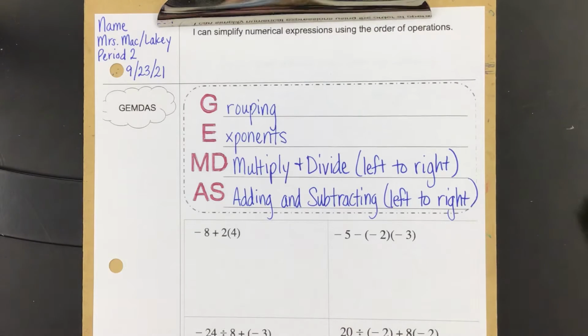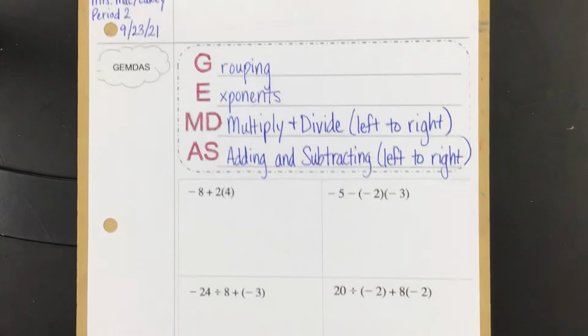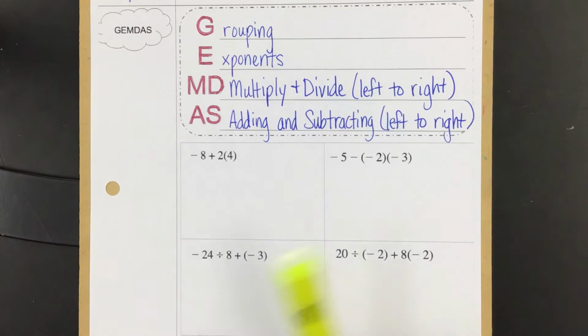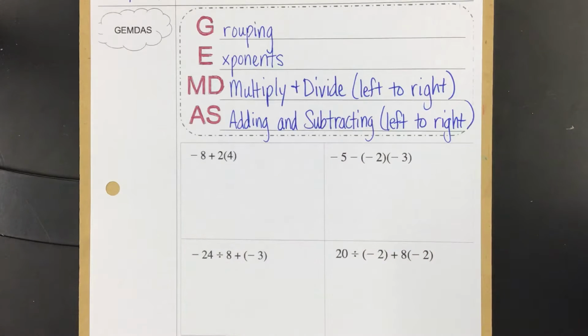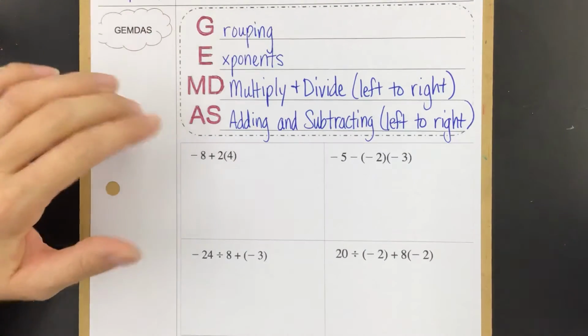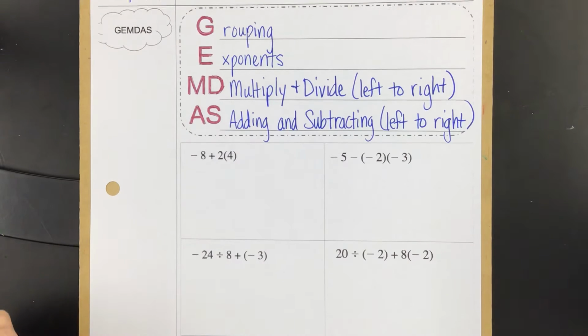Now we're going to start solving these. So if you have a highlighter or a colored pencil, I would like you to take that out. All right. So what we're going to do is we're going to be highlighting the operation that needs to be done first, okay? Like I said, we're not going to be doing grouping and exponents. We're going to be multiplying and dividing and adding and subtracting only today, okay? And since multiplying and dividing comes first, that is the operation we're going to complete first.